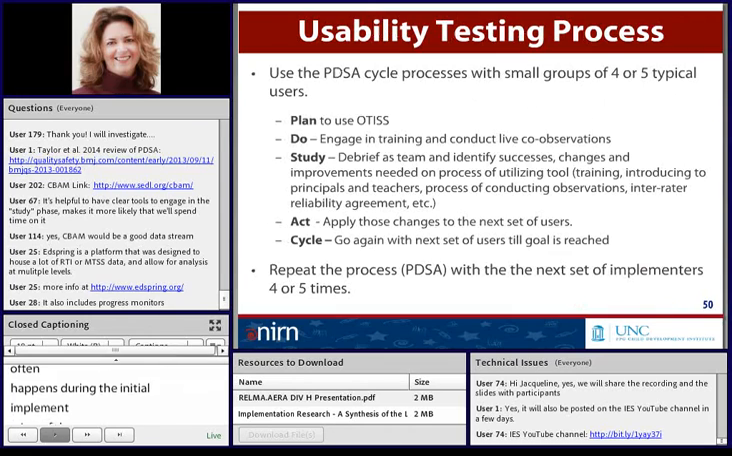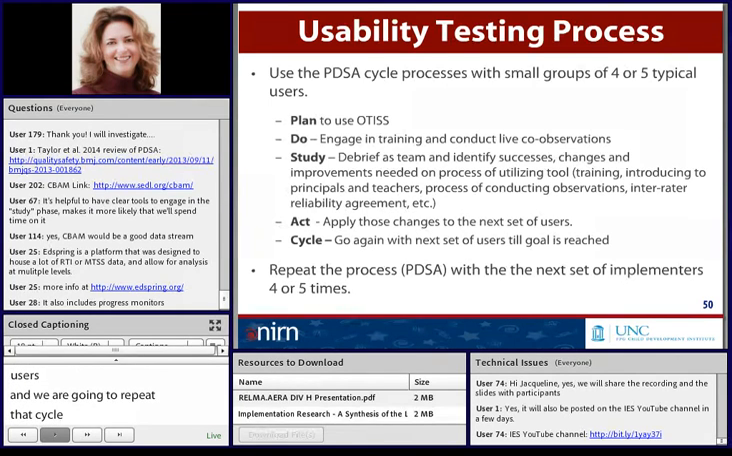So let's walk through an example from start to finish. So we're going to use the PDSA cycle with small groups of 4 to 5 typical users as one example. Our plan is to use our observational tool for instructional support and assessment. We're going to engage in training and conduct live co-observations. We're going to debrief as a team and study the successes, the challenges, and the improvements needed on using the tool as well as informing the tool itself. And then we're going to apply the changes that we identify to the next set of users, and we're going to repeat that cycle until our goal is reached.